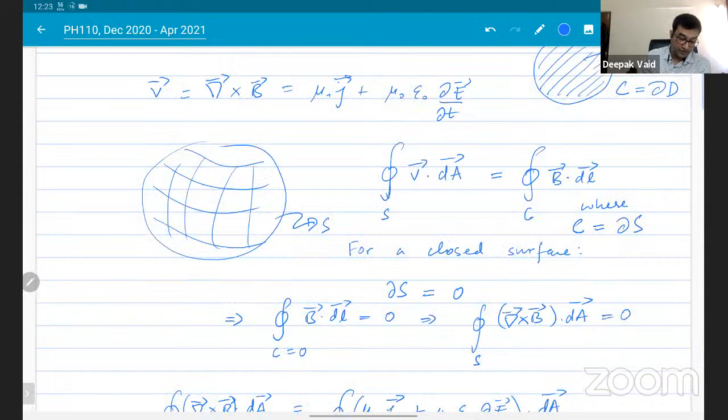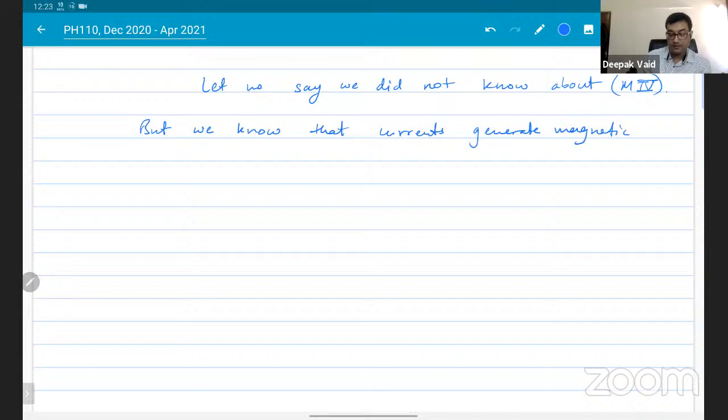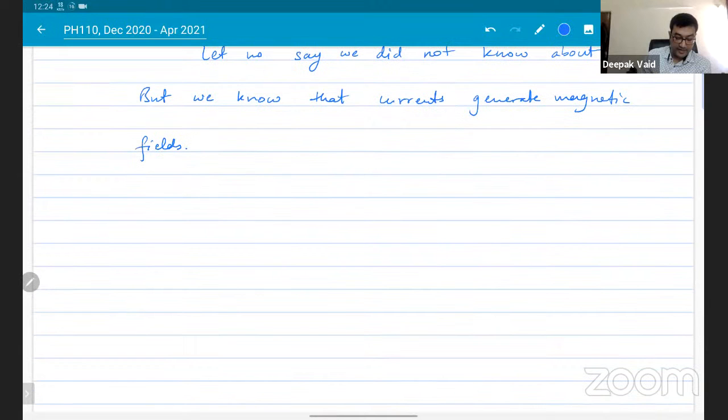So this equation, what do we call it? We call it M4, the fourth Maxwell equation. We did not know about M4. But we know that currents generate a magnetic field. Somebody has done the experiment in the lab, they find that the current generates a magnetic field.